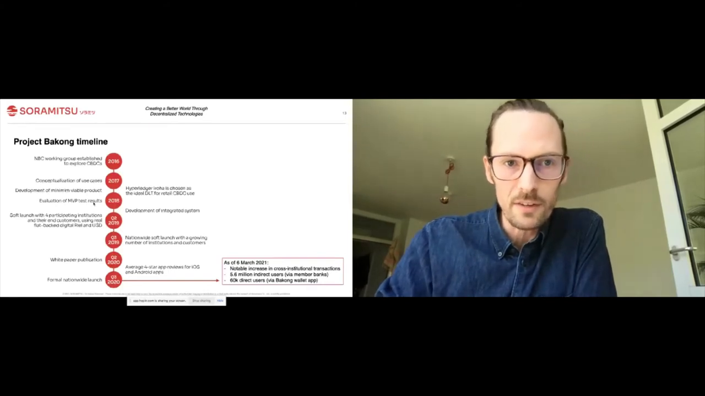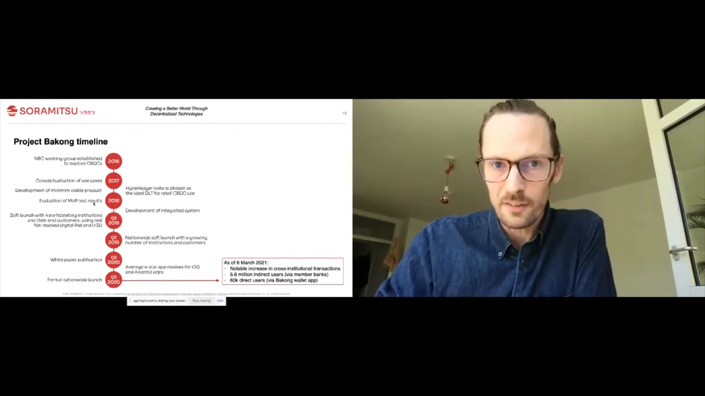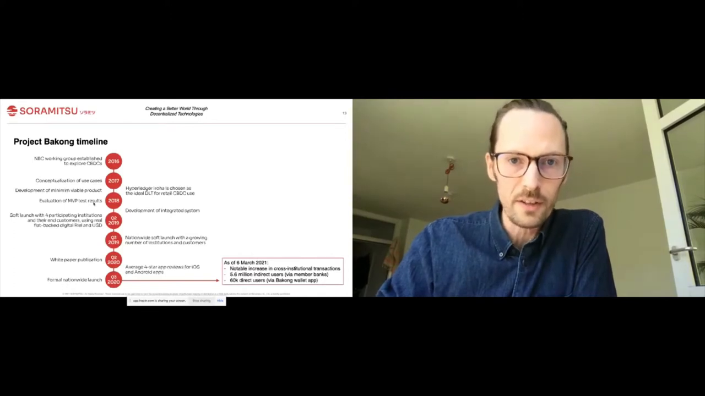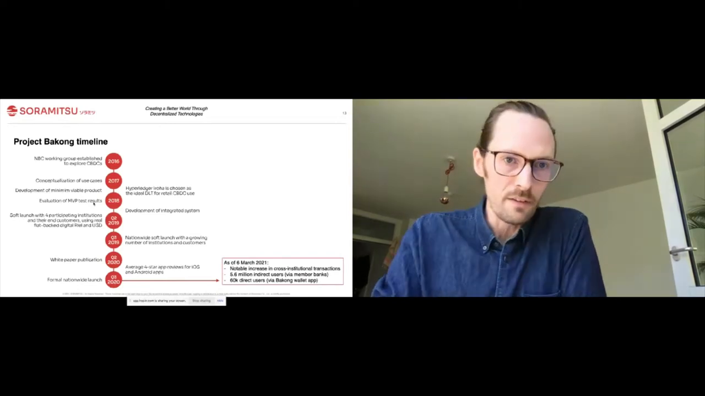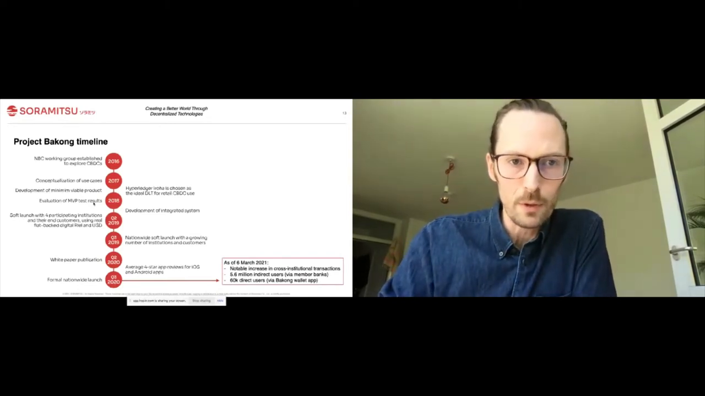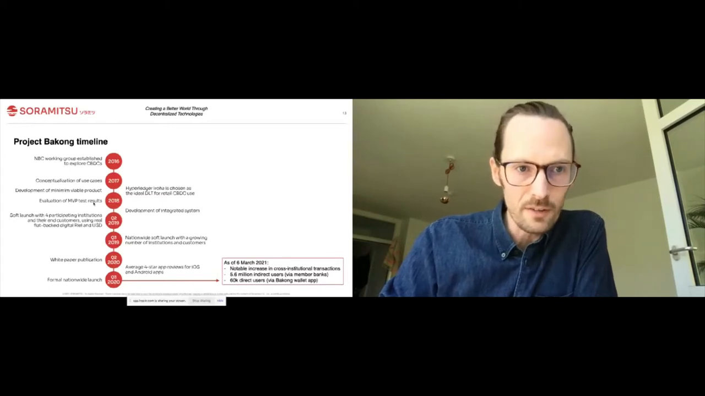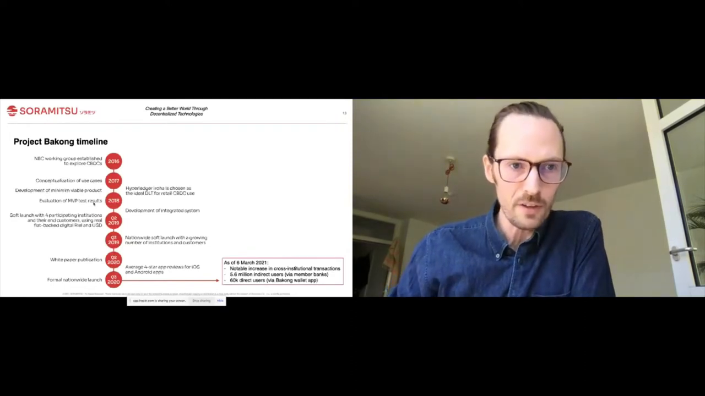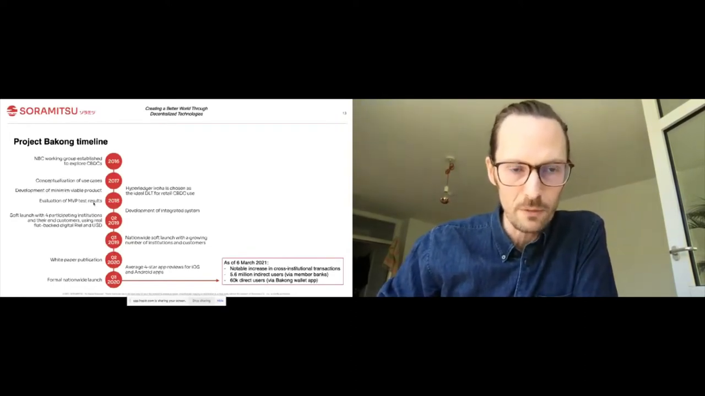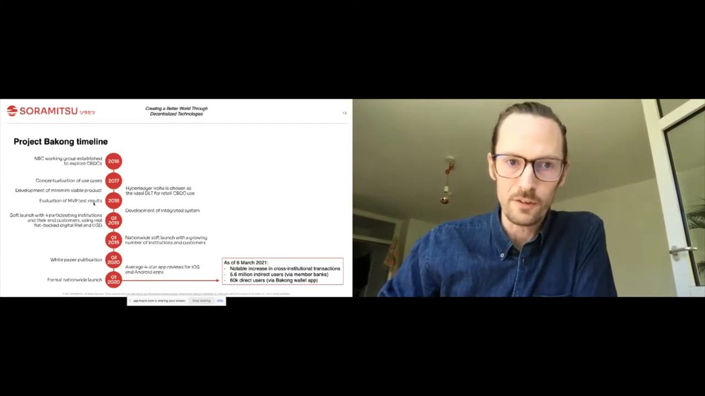They started conceptualizing use cases in 2017 and chose Hyperledger Iroha as a basis for a retail CBDC, which is, again, a digital currency that's available to everyday users, not just financial institutions. And we very quickly developed a minimum viable product and evaluated it. By 2019, we were ready to integrate the system and proceed with a soft launch with four participating financial institutions and their end customers using real fiat-backed digital Cambodian riel, which is the local currency, and US dollars.